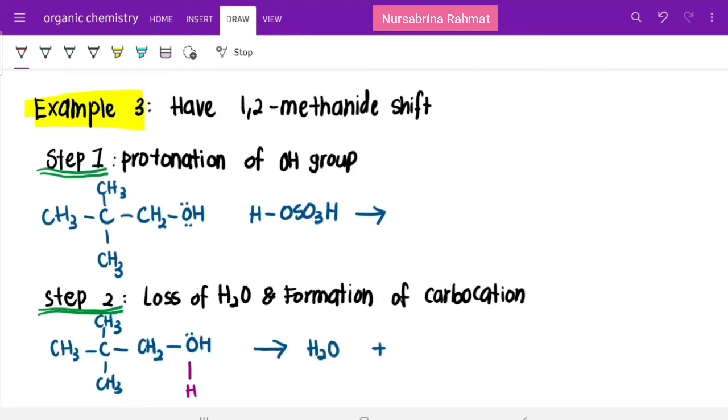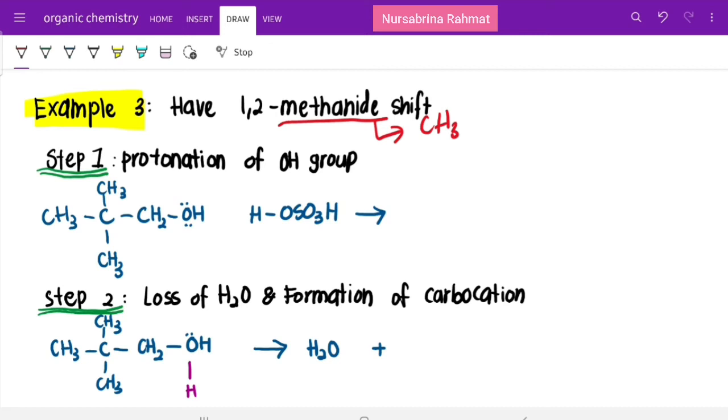Let's move on to the third example where we have a 1,2 methanide shift. Methanide is referring to CH3. That means during the carbocation rearrangement, we are moving a CH3 group instead of hydrogen like in your second example. If we are moving hydrogen, that is a hydride shift. If we are moving CH3, or your methyl, that is a methanide shift.